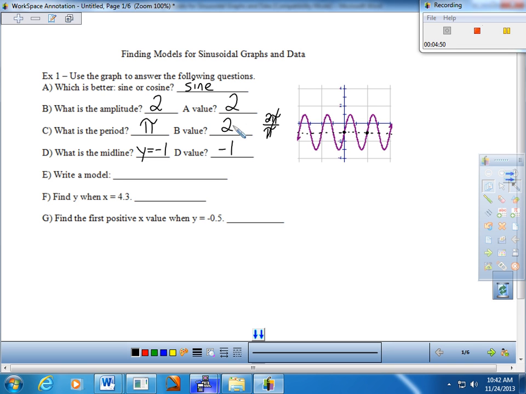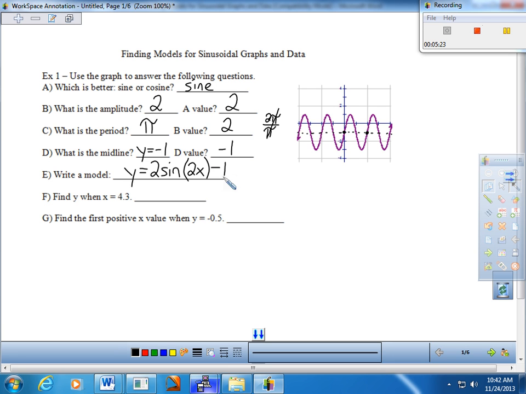Wonderful. Having answered these questions correctly, now we just go right down here, and this should be a piece of cake. So y in terms of x, of course, on the coordinate plane, dependent in terms of independent. So y equals, a is 2, goes out in front. We chose sine. B value is 2, so that's our coefficient in front of the x. C is 0, so we don't need it, so close them off and throw a -1 on the back.